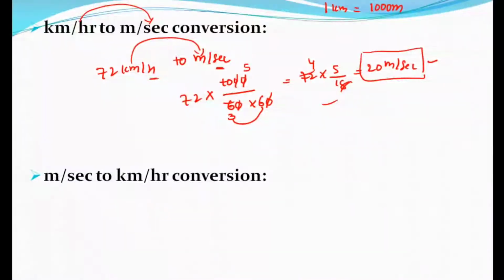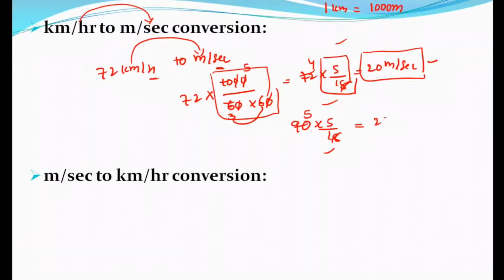Okay, so to convert kilometer per hour to meter per second, directly we are using 5 by 18. For example, convert 90 kilometer per hour to meter per second. Don't write every time 1000 by 60 into 60, directly we are using 5 by 18. So 18 ones are 18, 18 fives are 90. Then 5 fives are 25 meter per second.